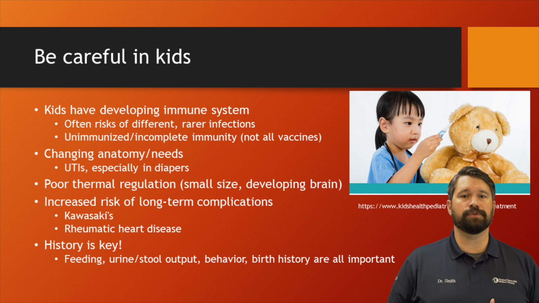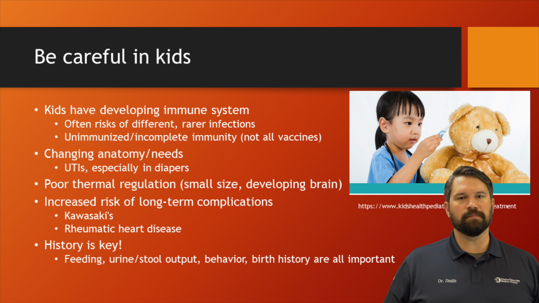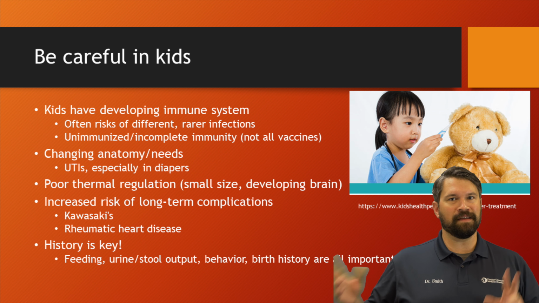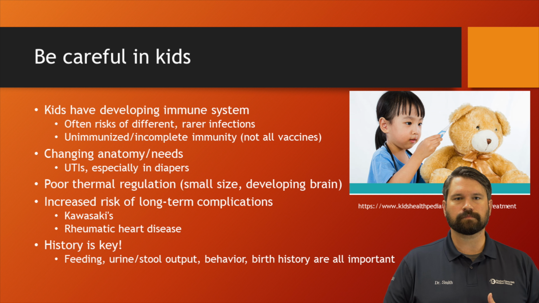Kids can't regulate their temperature as much. They have a large surface area compared to their body size. They can lose heat very easily, so it's easy to have a high temperature from environmental causes, which is less likely to be infection.